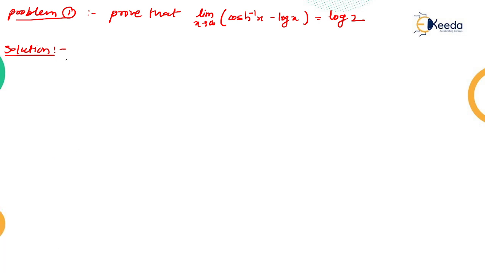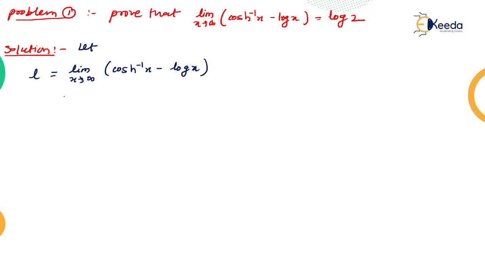Let the given limit be L. So L is equal to the limit as x tends to infinity. You have to observe very well what limit is given. This is cosh inverse x minus log x, and after solving, we have to prove the answer is log 2. We take the LHS and prove that it equals log 2.